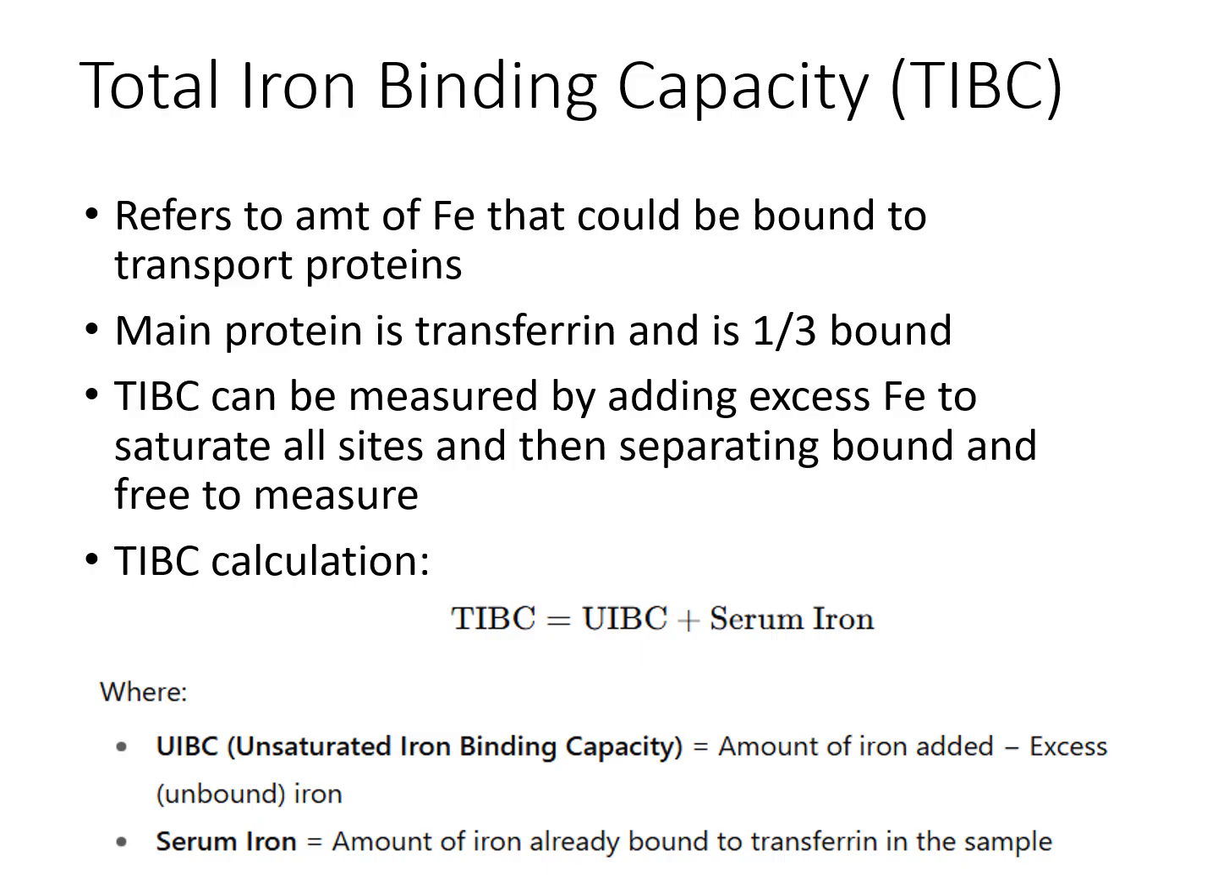Measurement method for this, TIBC is measured by adding excess iron to saturate all available binding sites on the transferrin. And then the bound iron and free iron are separated to quantify the iron bound to transferrin. There is a calculation for TIBC, where TIBC equals UIBC, which is the unsaturated iron binding capacity, plus the serum iron.